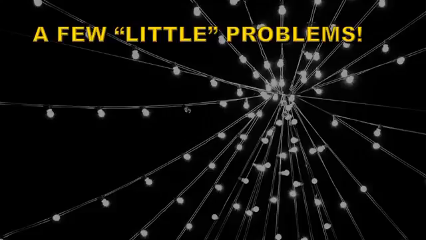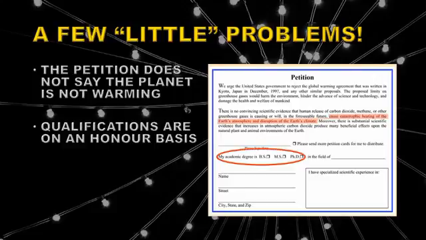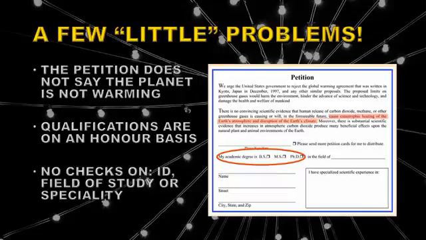However, there are a few little problems with the Petition Project. This is a copy of the form you had to fill out. If you actually read the petition itself, it doesn't actually say the planet isn't warming. It says merely that it won't be catastrophically warming, and catastrophically is not defined. Also, the qualifications of the signatories are done on an honour basis. You can fill in any box you like. And there are no checks on ID, field of study or speciality.